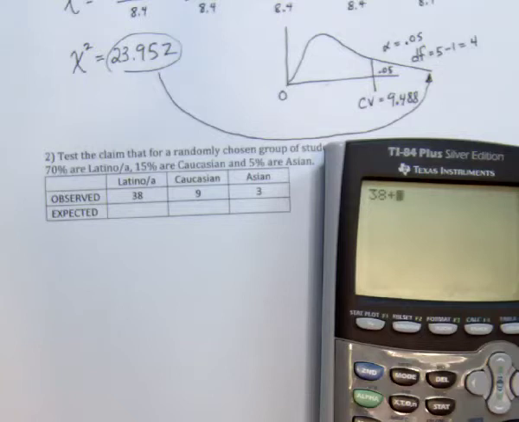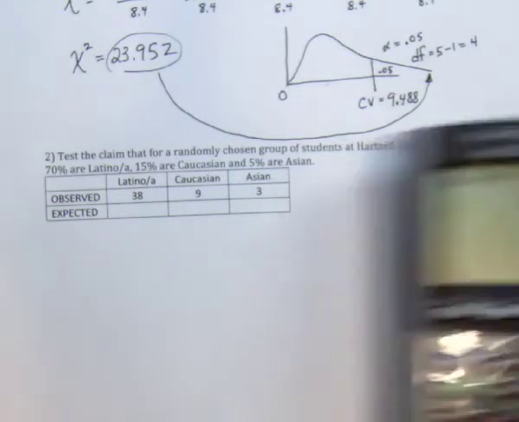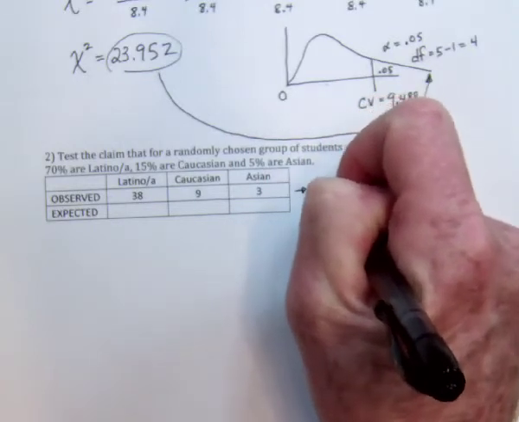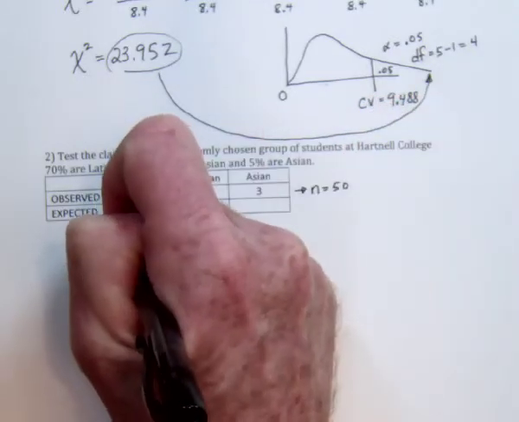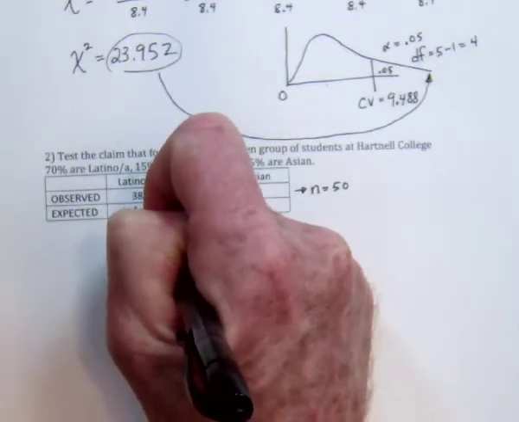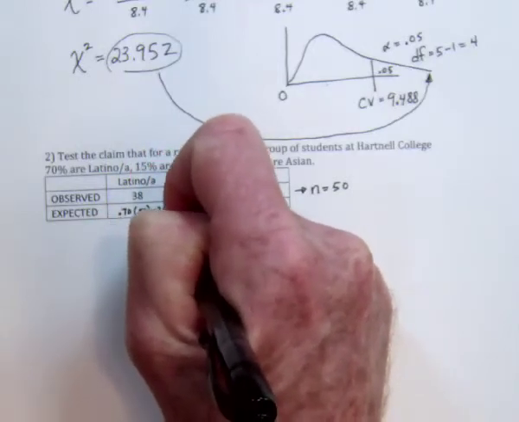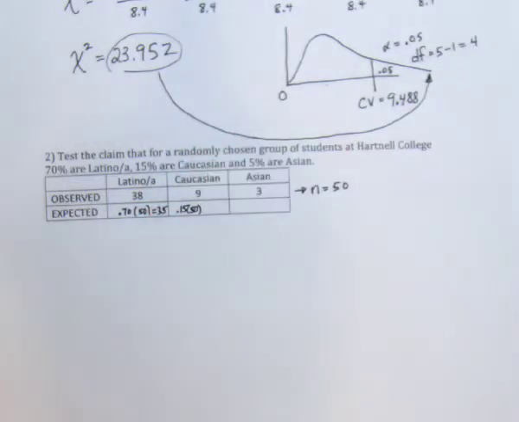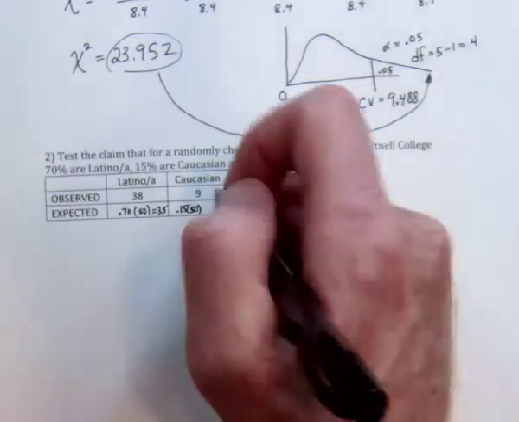38 plus 9 plus 3, so n equals 50. First of all, n is equal to 50. So this one should be 70% of 50, so that would be 35 people. This one should be 15% of 50. 15% of 50 is 7.5 people.